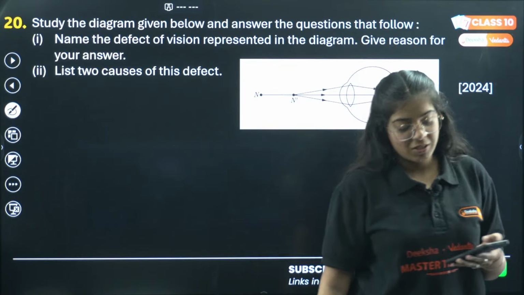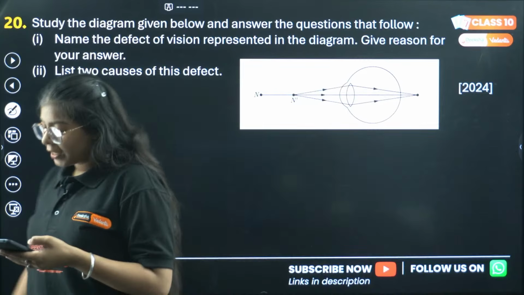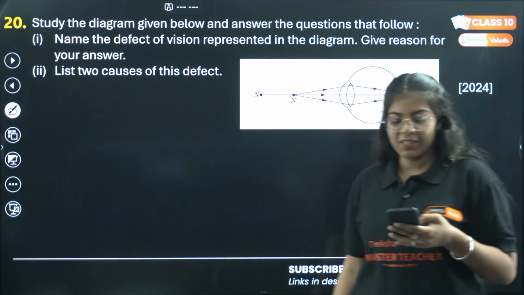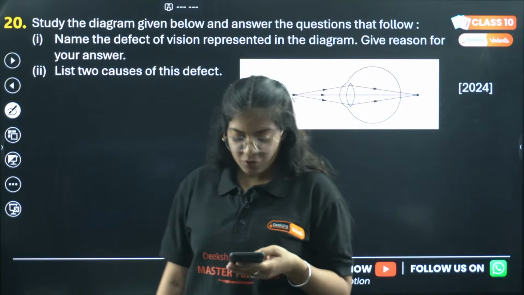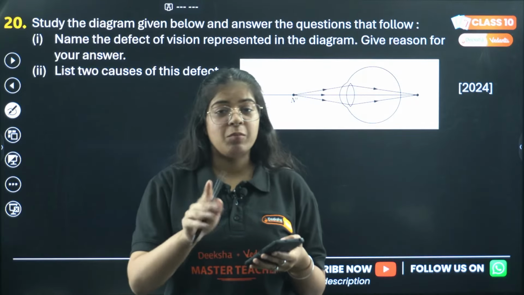This is the last question, guys. Name the defect of vision represented in the diagram. You don't have to give even the answer. Just tell me what's the defect. And don't tell me you don't know this.